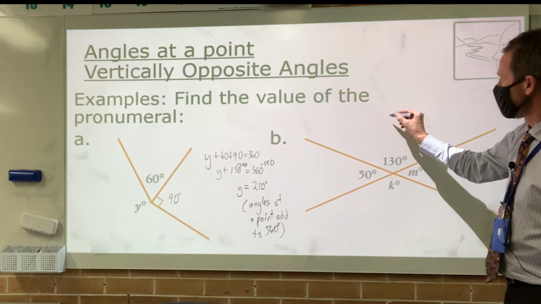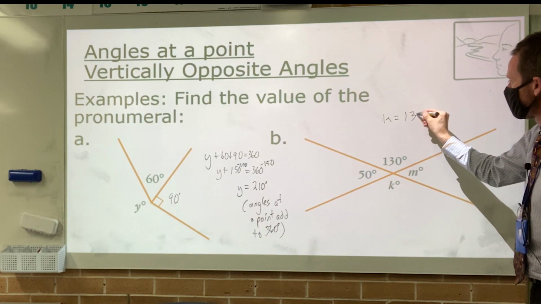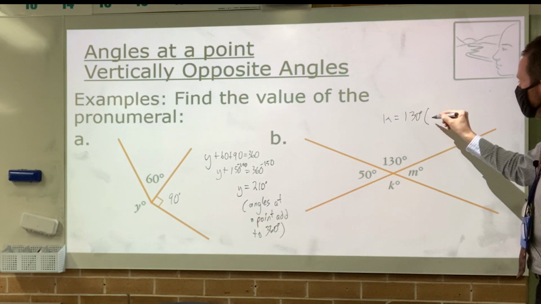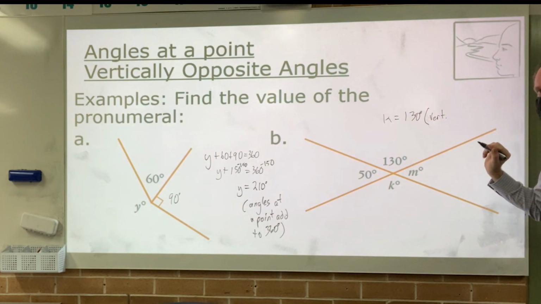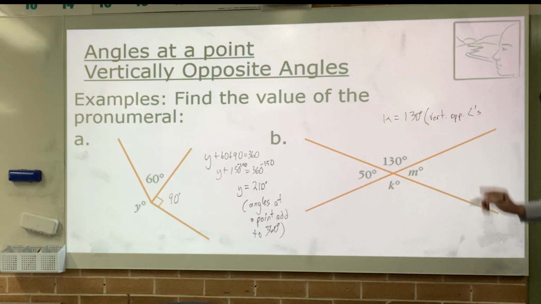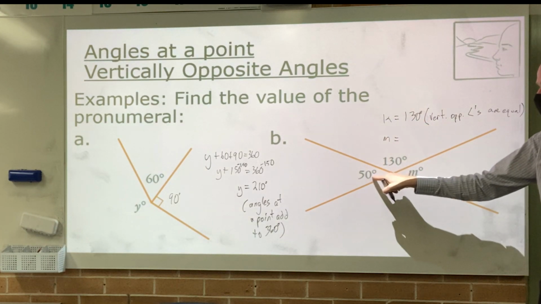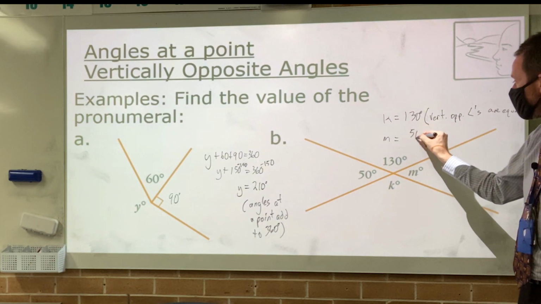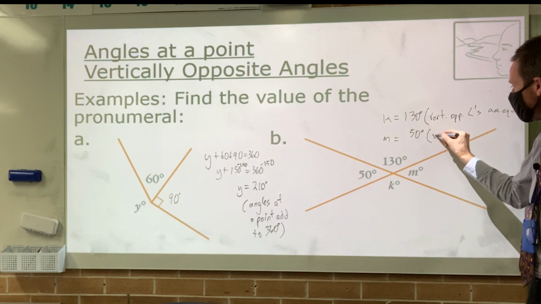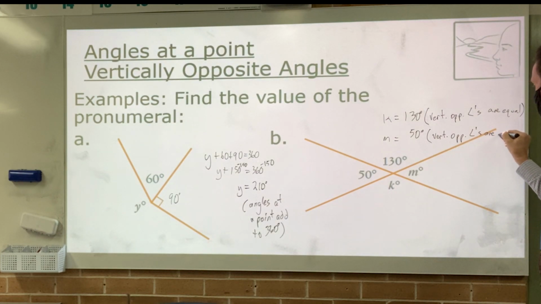For this one, straight away you should be able to see K is equal to 130, but we need to give a reason. Vertically, and you can shorten it, mathematicians love shortening things, opposite angles, I'll let you use the symbol, are equal. Same thing when it comes to this one. M is equal to 50 degrees, it's pretty obvious. And the reason, again, vertically opposite angles are equal.